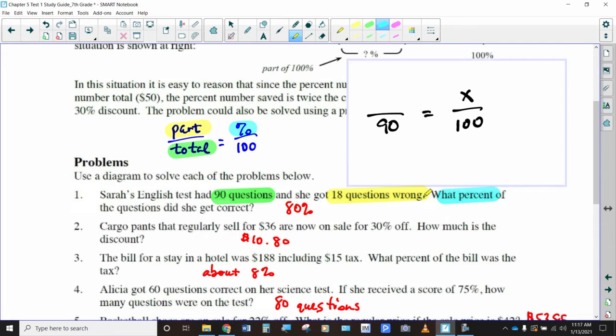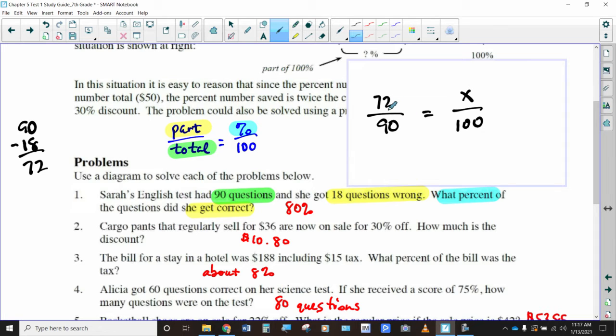Now let's read this a little bit further. It says, what percent of the questions did she get correct? We know she got 18 wrong, which means she must have gotten, what is 90 minus 18? Is that 72? She must have gotten 72 correct. So if you put an 18 here and solved for x, you would have gotten the percent she got wrong. But if you write a 72 in here, that's going to give you the percent that she got correct.